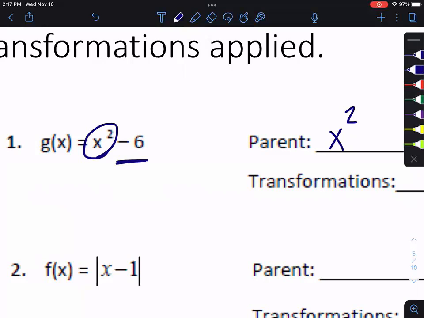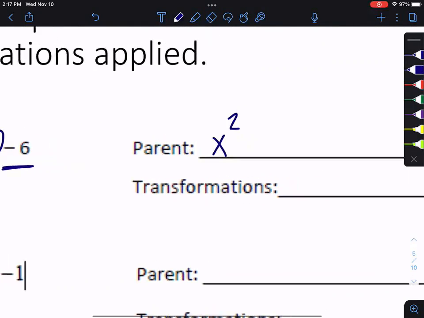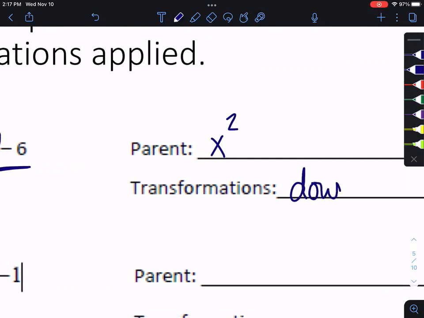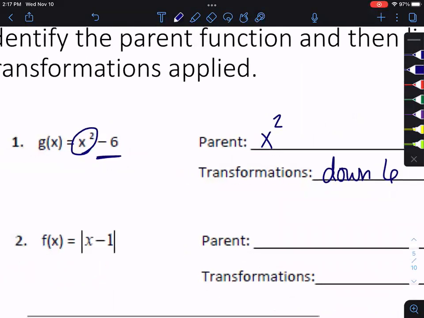We have to decide if that minus 6 is in with the variable or if it's out at the end to determine whether it's a horizontal or a vertical. In this case, we have a number out at the end. It's not in parentheses with the x. So since that minus 6 is out at the end, it's going to be a vertical shift, and we're going to move down 6. Since it's a minus 6, we're moving down 6.